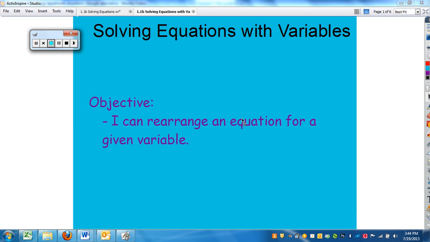In this video, we're going to learn how to solve equations with variables. So how is this different from the last video you should have watched? In the last video, you had all numbers and then one variable you solved for. Today, we're going to replace some of those numbers with variables. The operations are exactly the same, but it just requires a little more critical thinking of how you're going to actually solve these equations. So your objective is that you can rearrange an equation for a given variable.